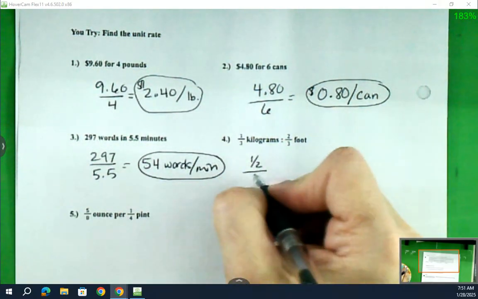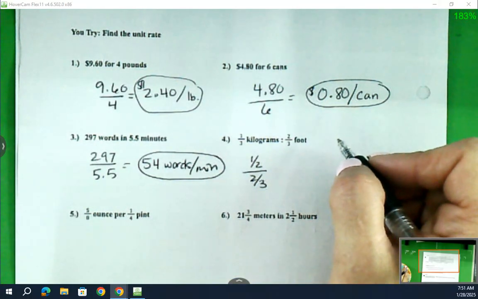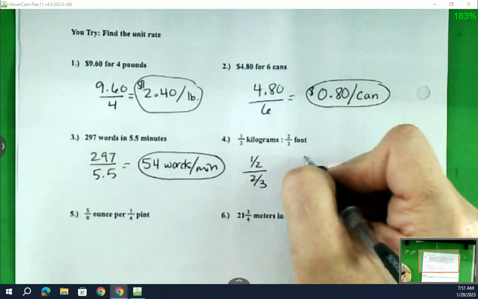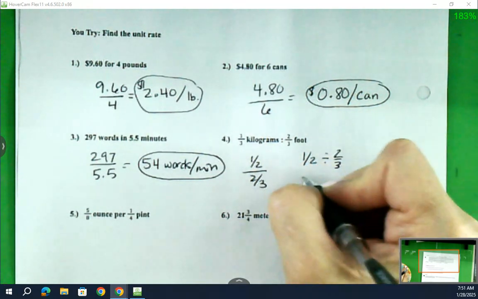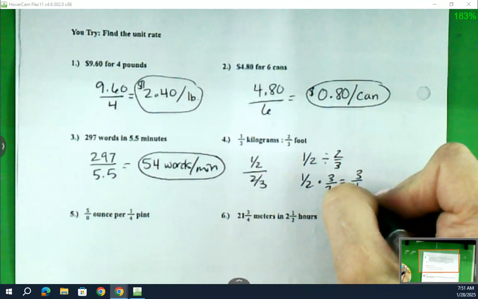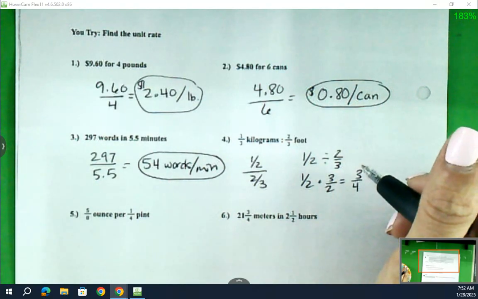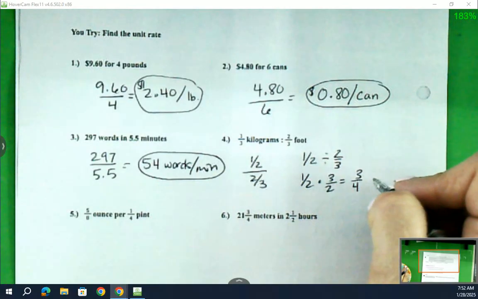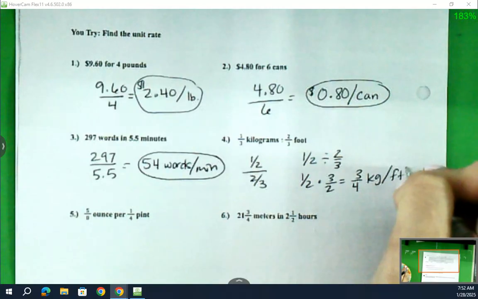1/3 kilograms per 2/3 feet. 1/3 divided by 2/3. We can do that either on our calculator or I can work it out by hand. 1/3 divided by 2/3 is 1/3 times 3/2, which gives us 1/2. That was our keep change flip. So we have 1/2 kilograms per foot.